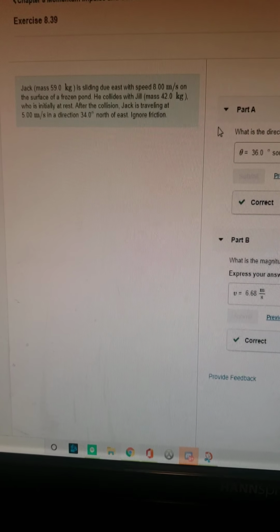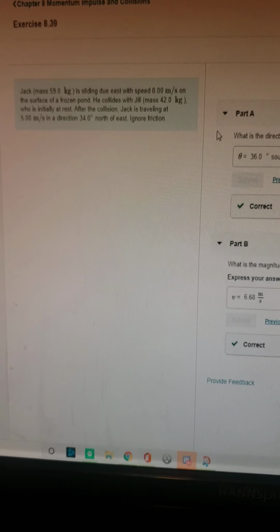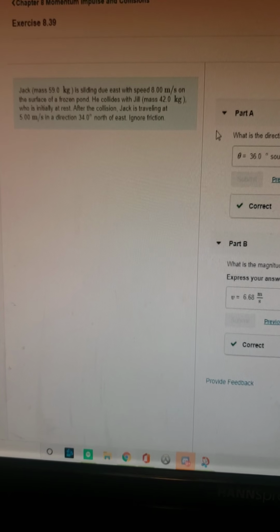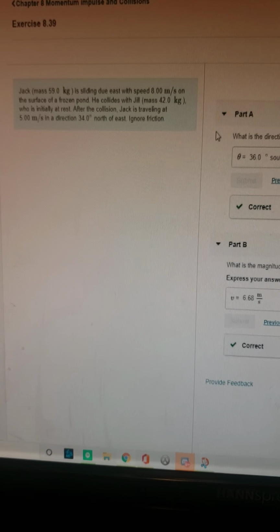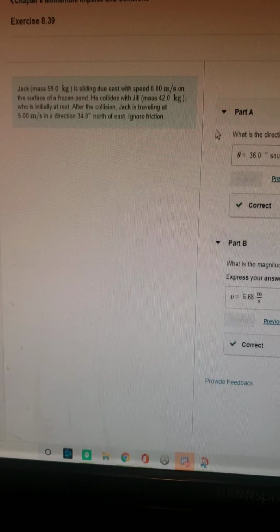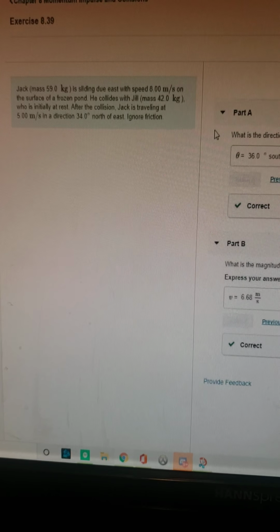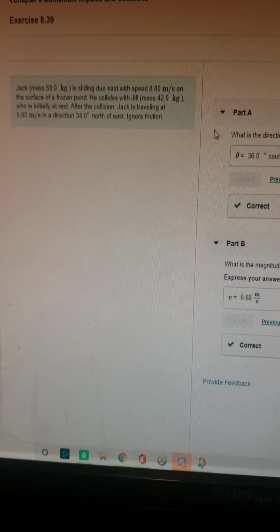In this video, I will be doing exercise 8.39, which reads: Jack, mass 59 kilograms, is sliding due east with speed 8 meters per second on the surface of a frozen pond. He collides with Jill, mass 42 kilograms, who is initially at rest. After the collision, Jack is traveling at 5 meters per second in a direction of 34 degrees north of east.